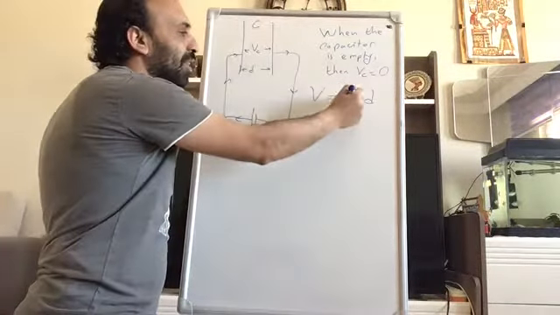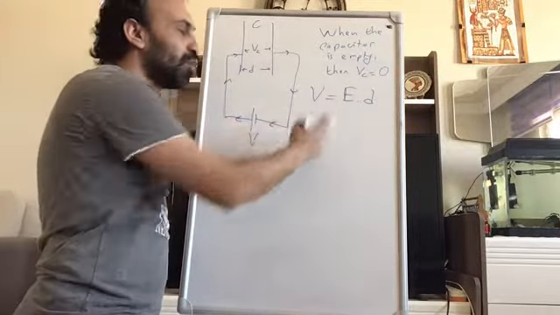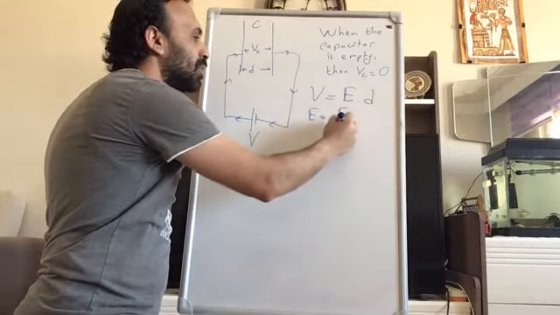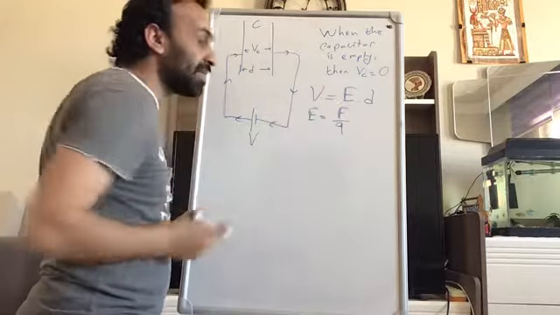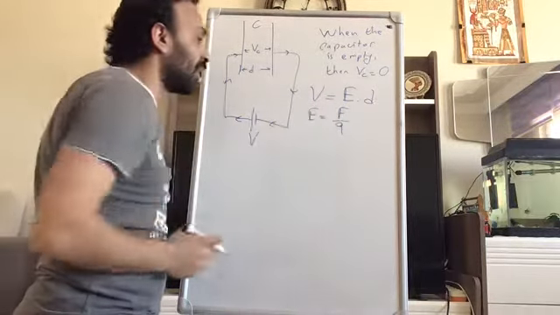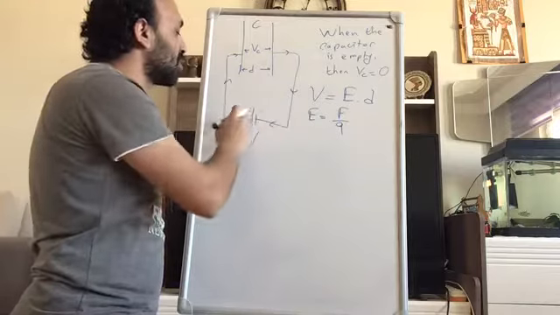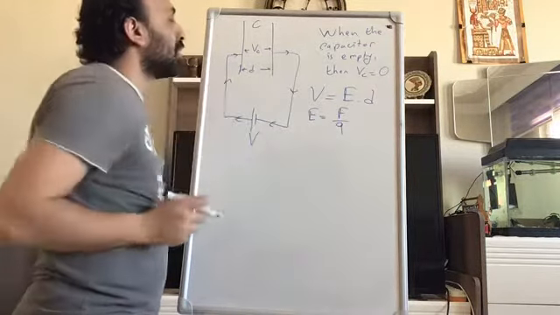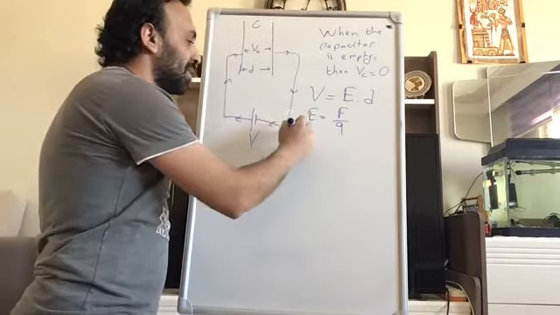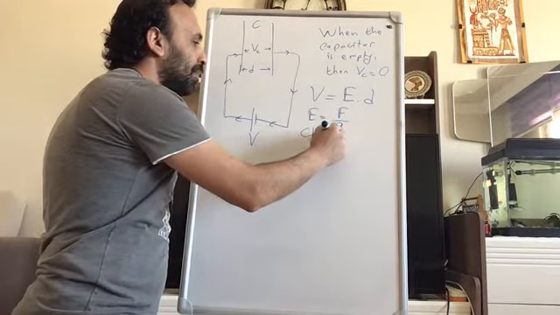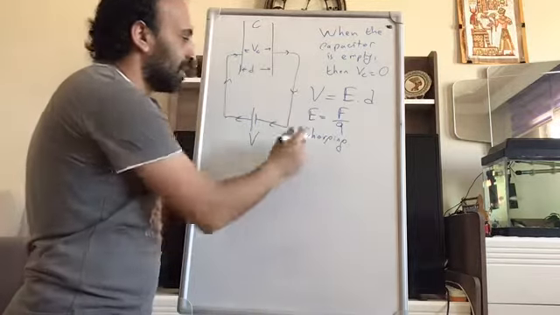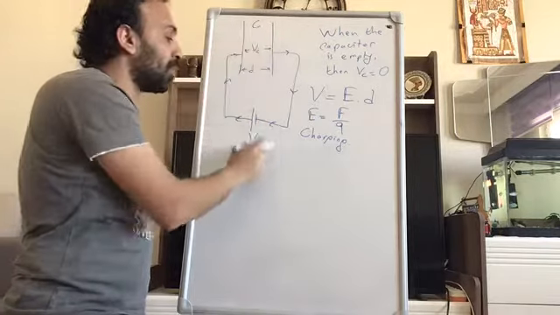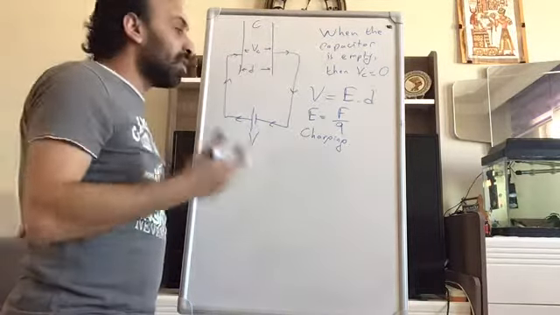So that electric field, remember how we define it? E is equal to the electric force over the charge. So the existence of an electric field means the existence of an electric force, and this electric force moves the charges from the power supply to the capacitor. This process is called charging.